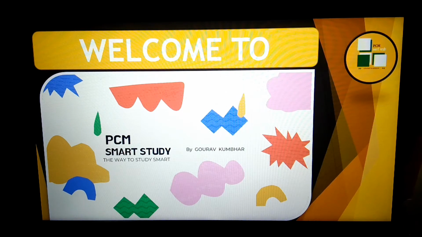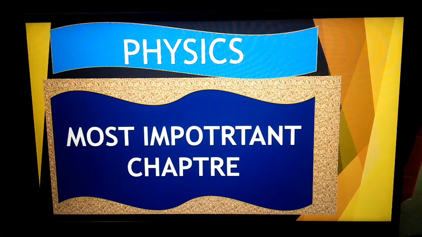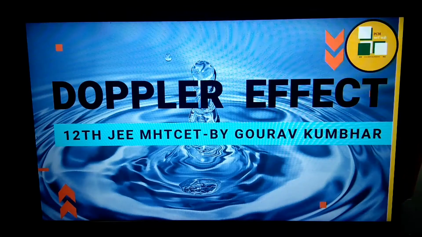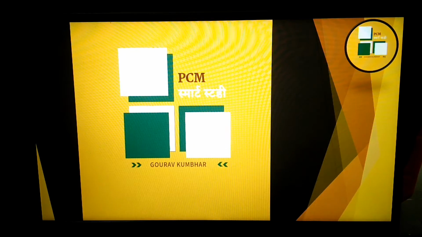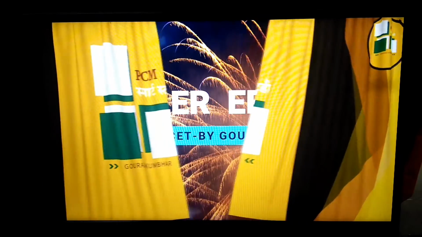In this video, we are studying the most important chapter of physics, and that chapter is the Doppler effect. The Doppler effect is a very easy and scoring chapter, but also a very important chapter. So we start the Doppler effect.